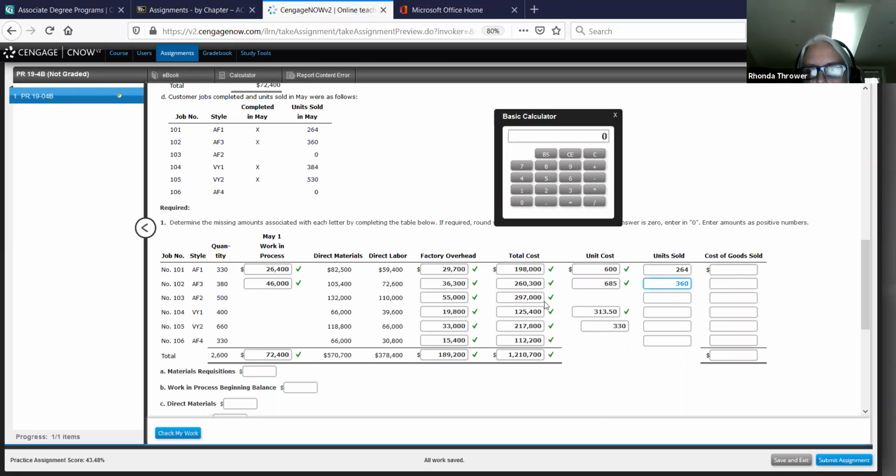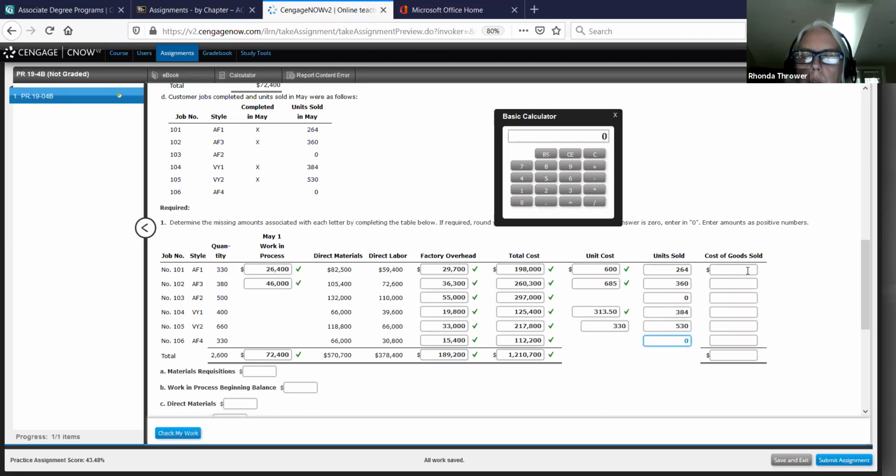So units for job number 103 has to be 0. It was given right here too. 384 is the number of units sold out of the next job. And 530 is the number of units sold out of the next job. And then the remaining job, number 106, was not complete. So there would be 0 units sold from that.